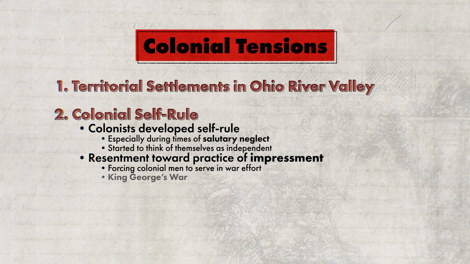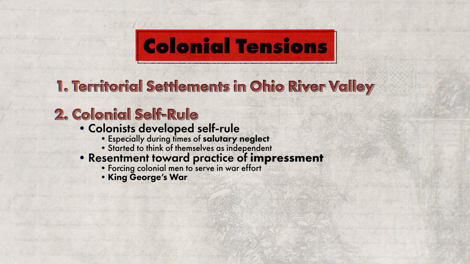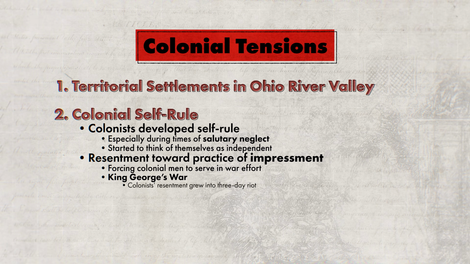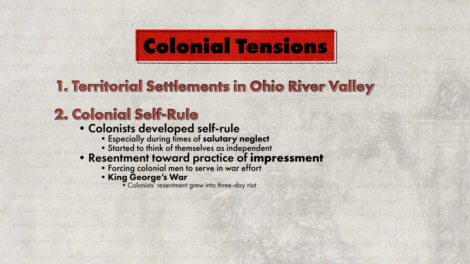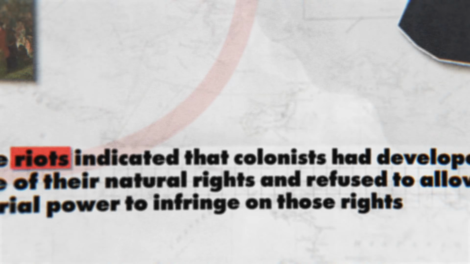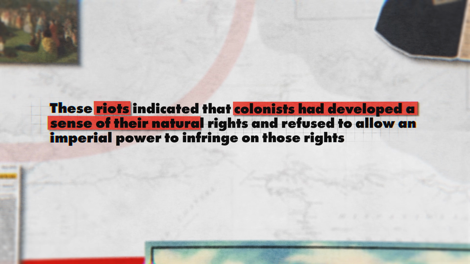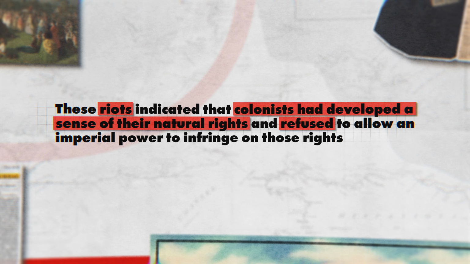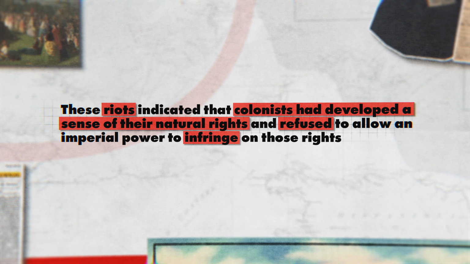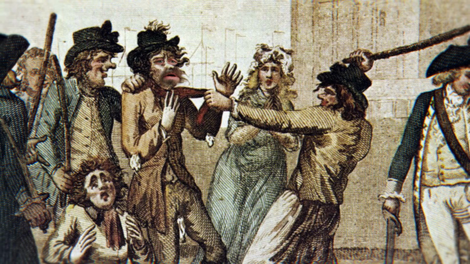And during one of those wars, namely King George's War, the resentment got so hot that it boiled over into 3 days of rioting in Boston in 1747. And while there's lots of juicy stuff I could tell you about those impressment riots, there's really only one thing you need to stick into your brain folds. These riots indicated that colonists had developed a sense of their natural rights and refused to allow an imperial power to infringe on those rights. Like, technically speaking, the colonists were British subjects and Britain had every right to draft them into their wars. But the fact that the colonists were like, "Oh heck no," tells you that in their own minds they thought of themselves as perhaps more than British subjects.